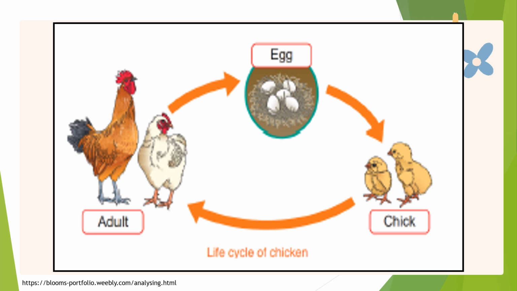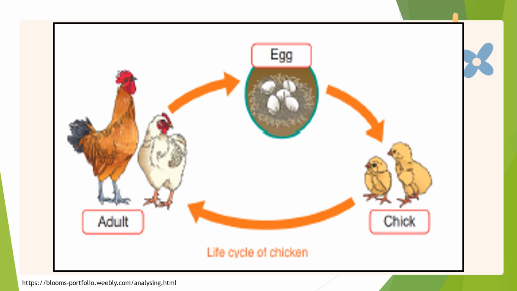The life cycle begins when a hen lays an egg. Inside the egg, a chick begins to develop. After about 21 days of warmth from the mother hen, the chick is ready to hatch. When the chick hatches, it's covered in soft, fluffy feathers called down.